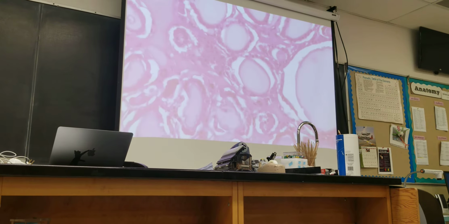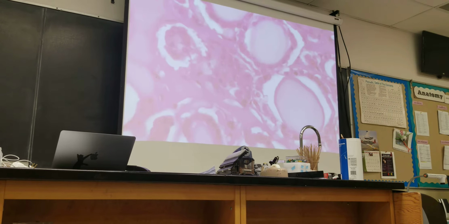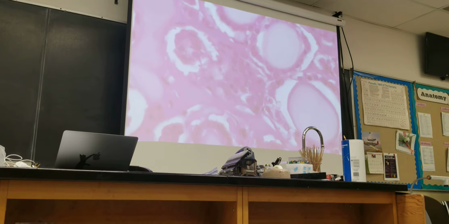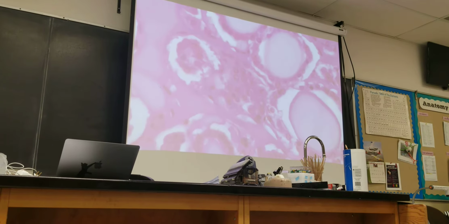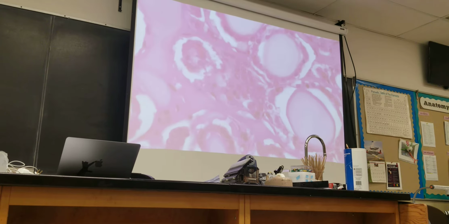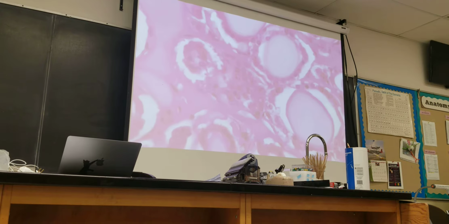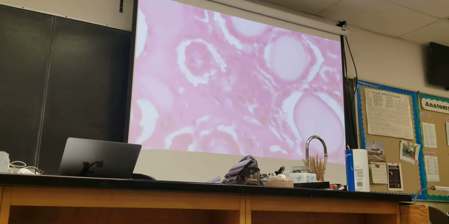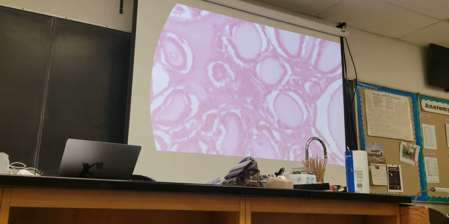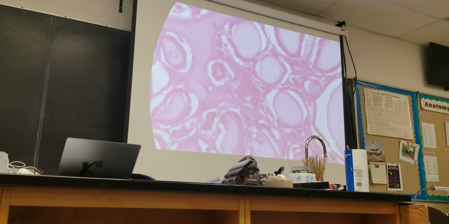Cells. And what are these ones in the middle of the screen now? Parafollicular cells. What hormones do those parafollicular cells produce? No. The thyroid gland produces thyroid hormones and calcitonin, which regulates calcium.